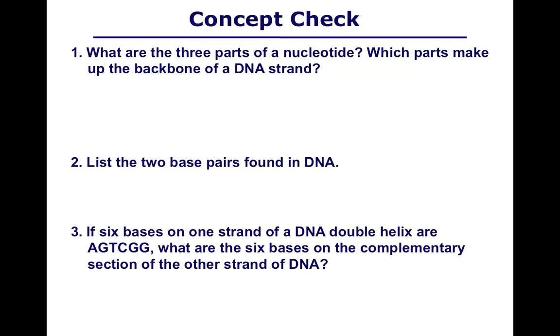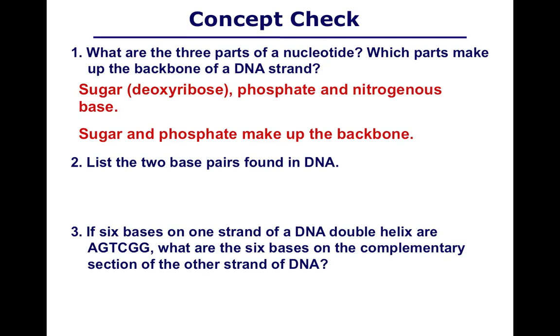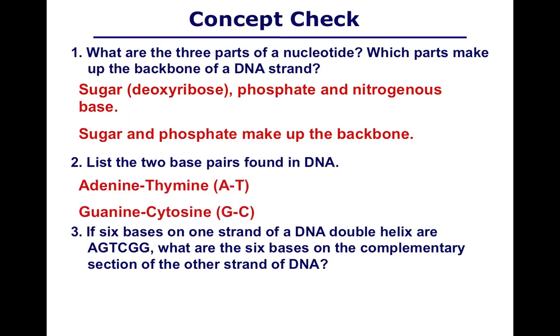So here's your concept check. What are the 3 parts of a nucleotide, and which parts make up the backbone of a DNA strand? See if you can answer that for yourself right now. The answer is the 3 parts of a nucleotide are sugar, phosphate, and a nitrogenous base. And the sugar and the phosphate make up the backbone. So list the 2 base pairs found in DNA. See if you can answer it. You should have said adenine and thymine, the A and the T, and guanine and cytosine, the G and the C.